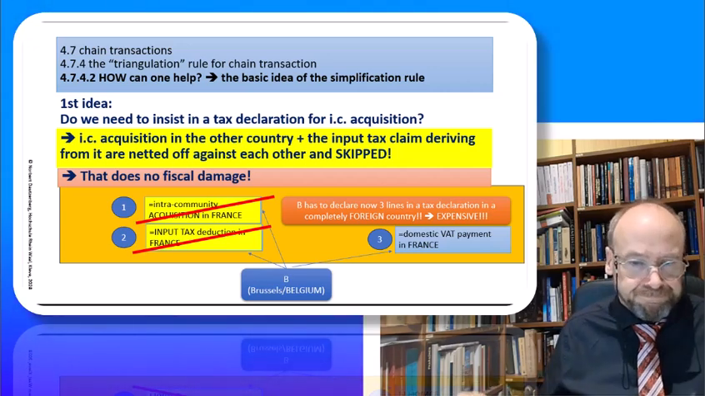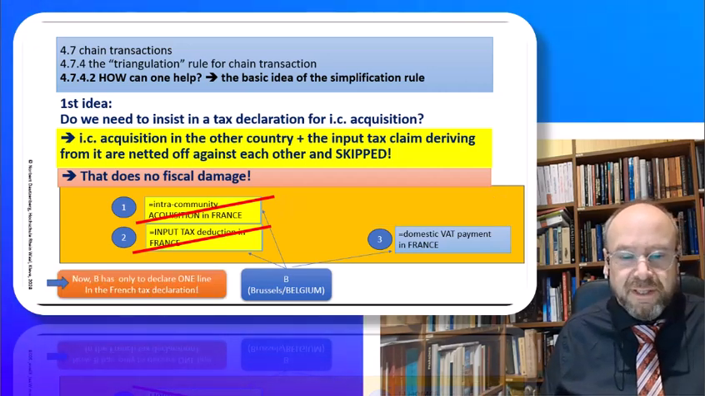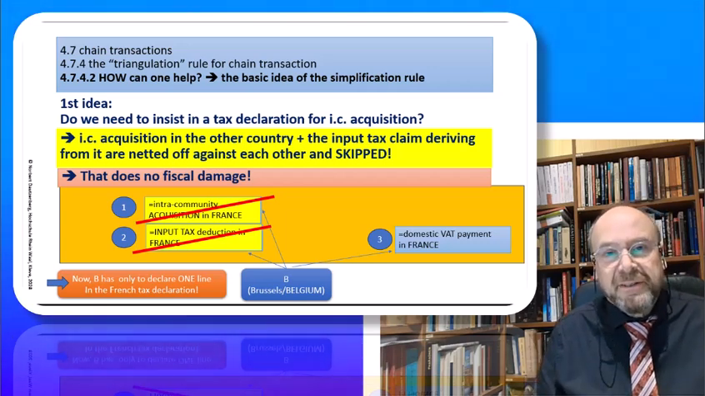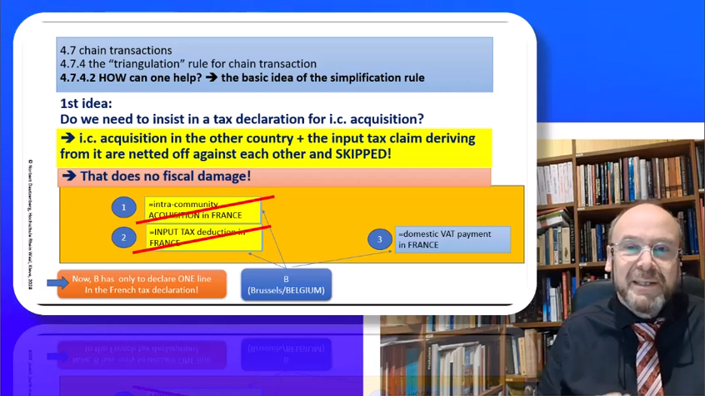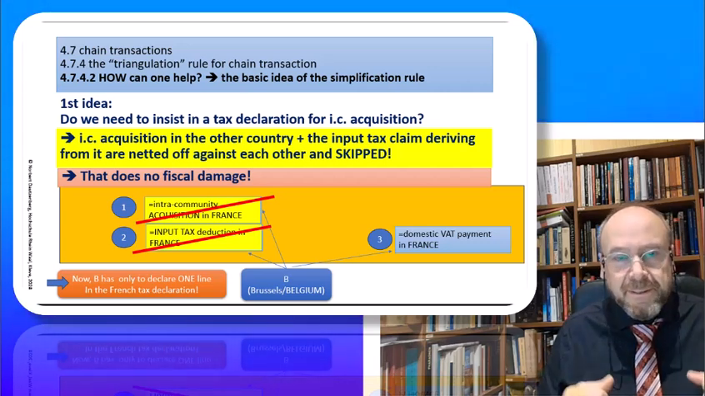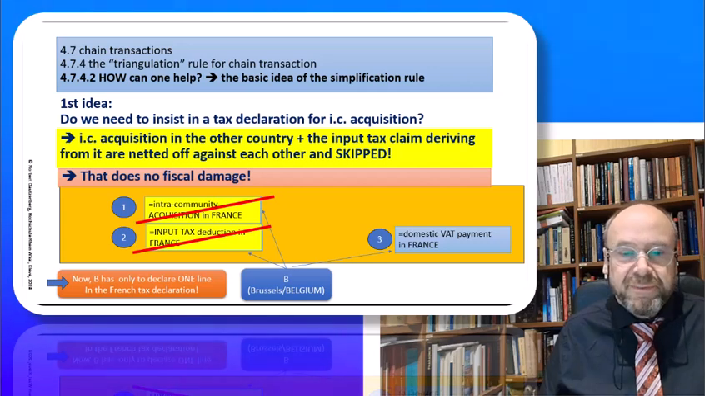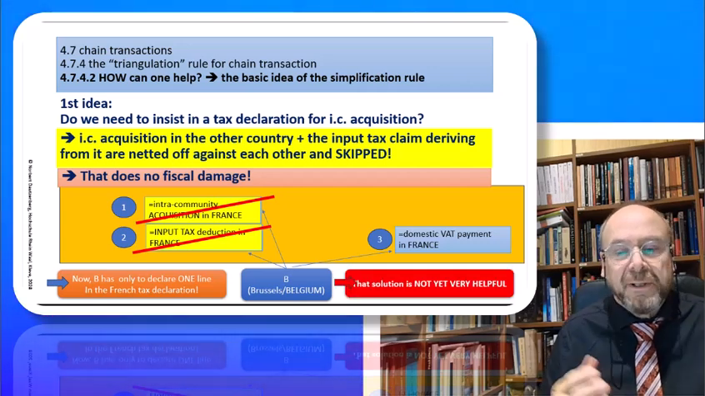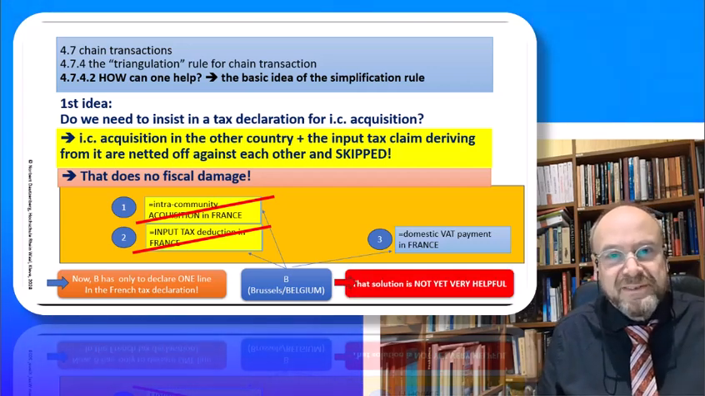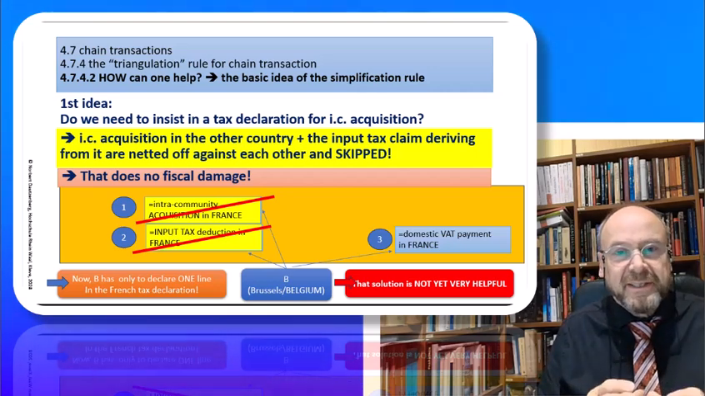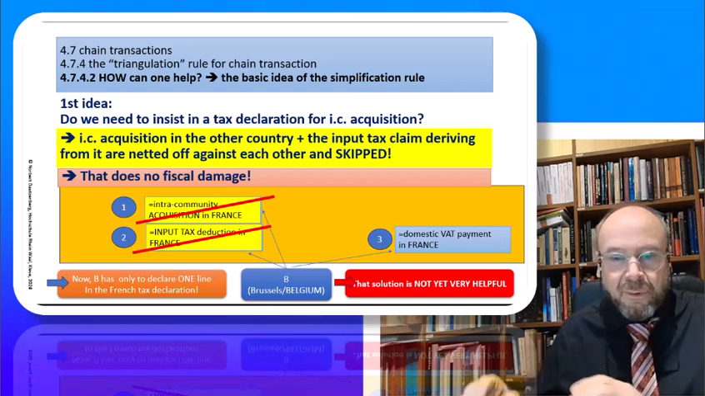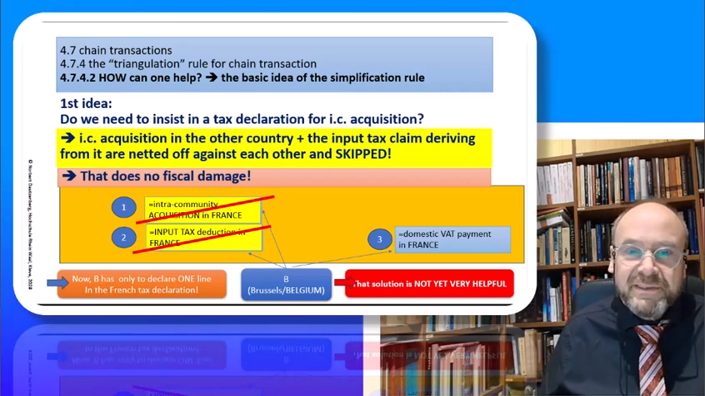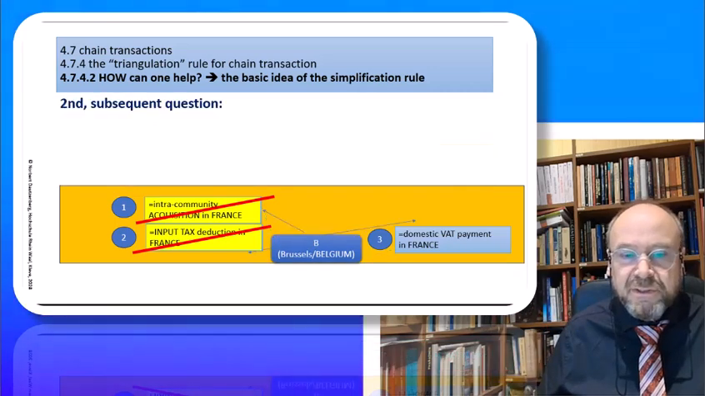So we would free him of two of the three lines, and this sounds like a great achievement. However, it has no effect for him, because having to declare one single line in a tax declaration in France has the same bureaucratic problems as declaring 3 lines. That doesn't make your tax advisor cheaper. So that solution alone is not very helpful. We need another idea which might bring also the third line in the tax declaration in France away from B. So what could we do?